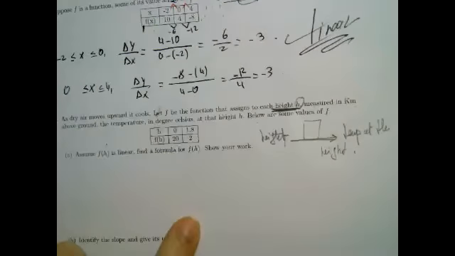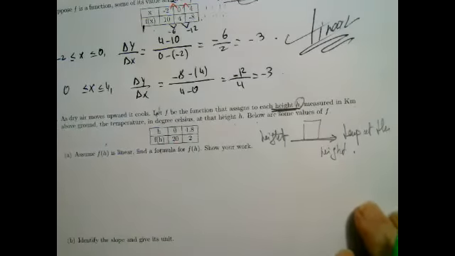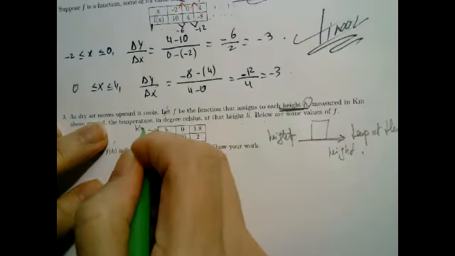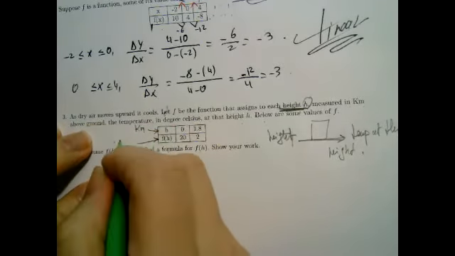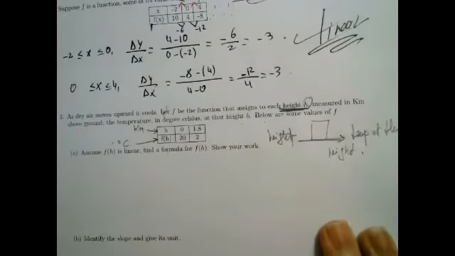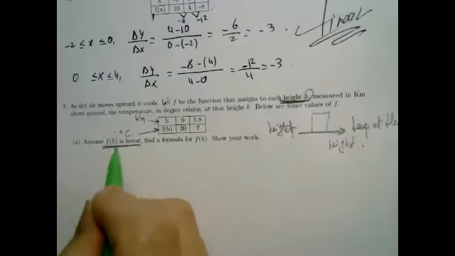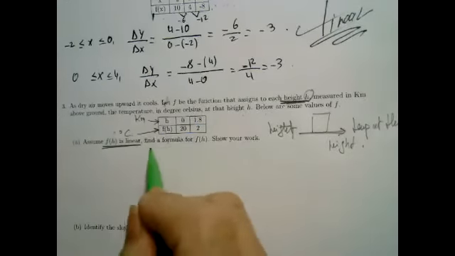Okay, it takes for input the height and for output the temperature. So this is my input in kilometers, and this is my output in degrees Celsius. And question number 1: assume f of h is linear, find a formula.